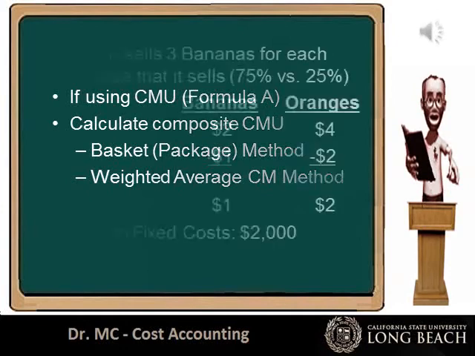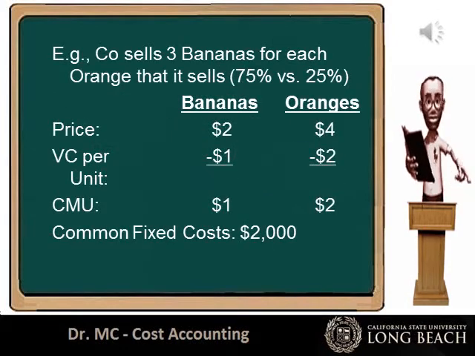Let us do an example. Assume that a company sells two products, gourmet bananas and oranges. Assume that the firm sells 3 bananas for every orange that it sells. In other words, 75% of the units that it sells are bananas and 25% of those units are oranges.